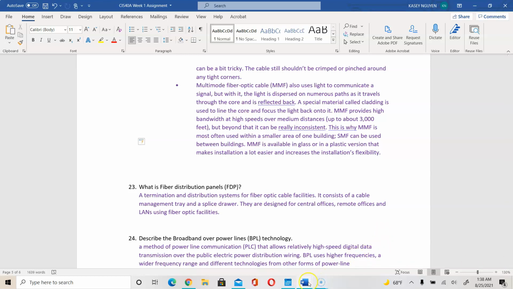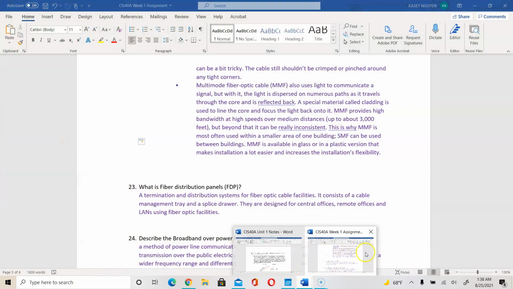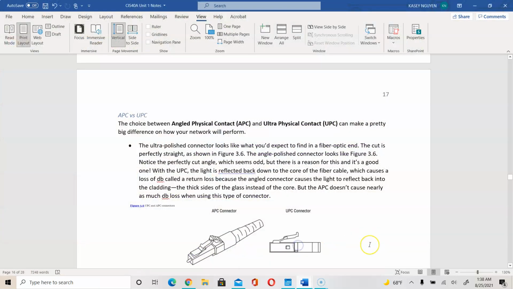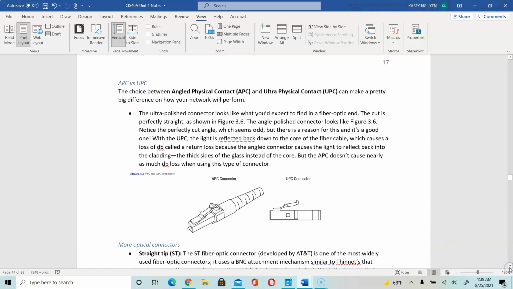Then we're going to talk about different features and components of fiber optic. So when we look at the fiber optic cable, we would also pay attention to the type of connector that it uses. So the angle physical contact, which is your APC, compared to the ultra physical contact, which is the UPC. And there you would have a picture of those.